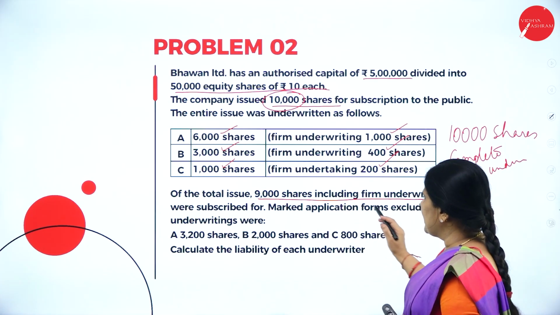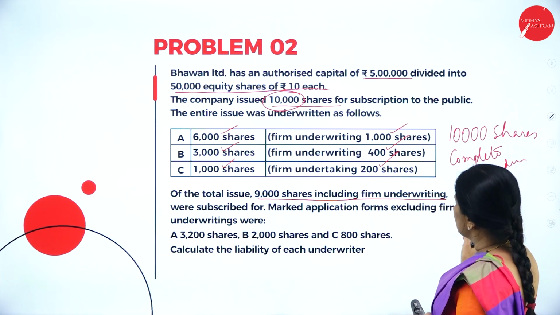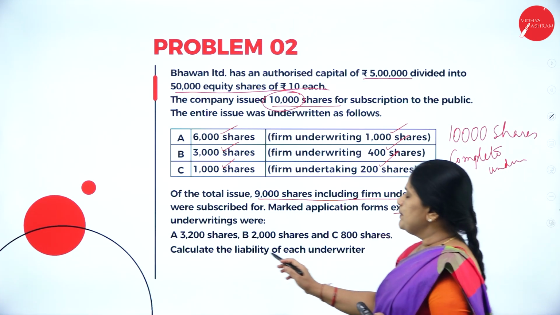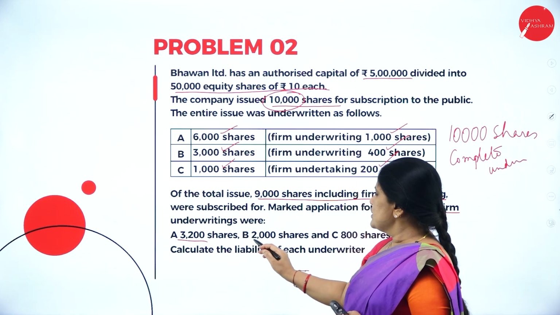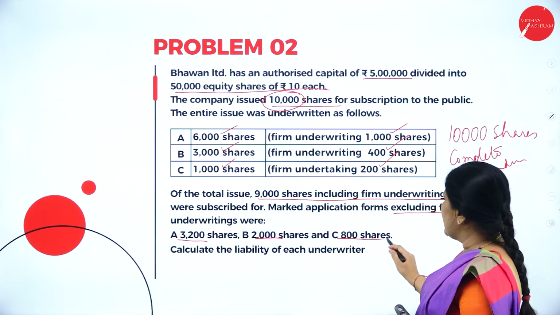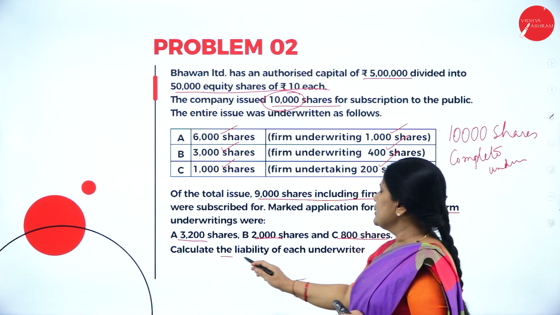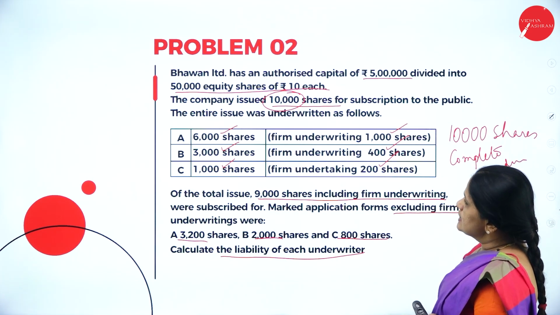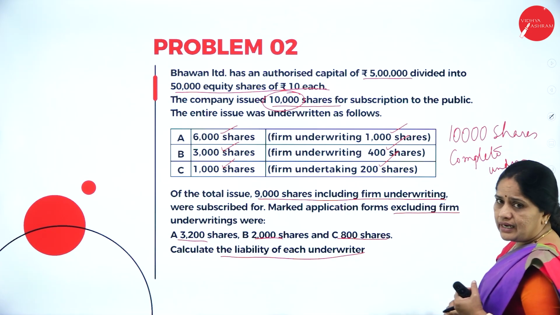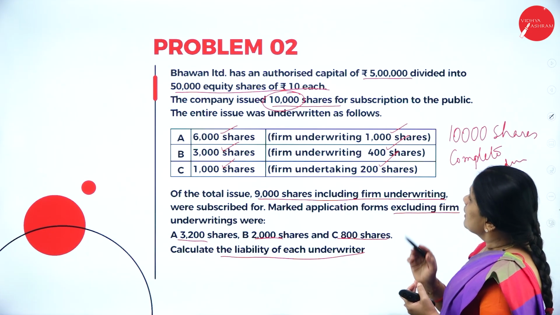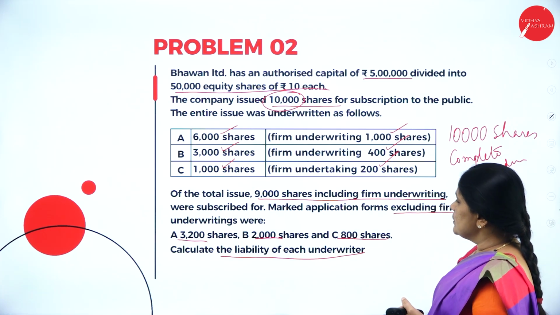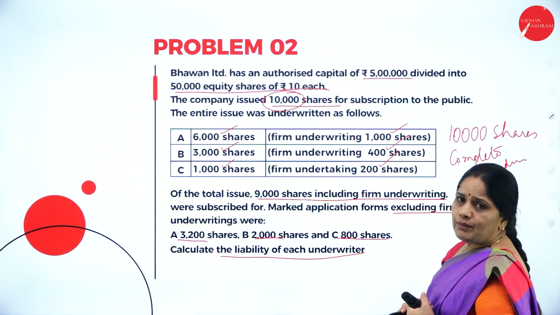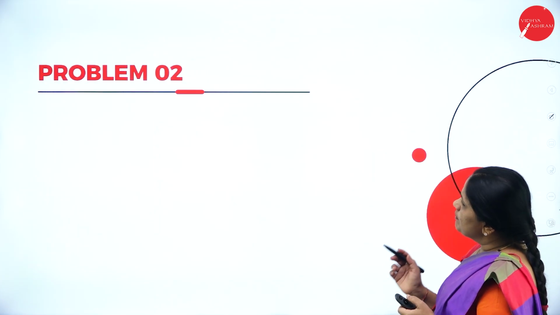So they were applied for, and marked application forms excluding firm underwriting. So marked applications were 3,200, 2,000 and 800 shares. Calculate the liability of each underwriter. So this is a problem on complete underwriting where we have firm underwriting and also we have marked applications. So shall we do this problem? So let us go about this problem here.